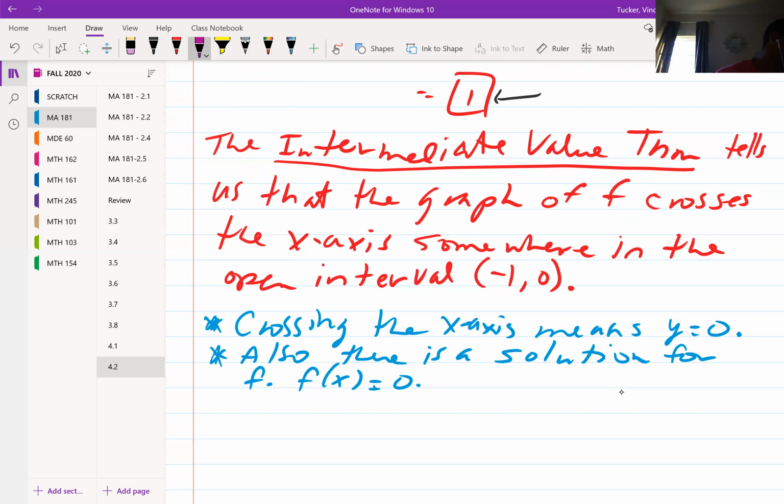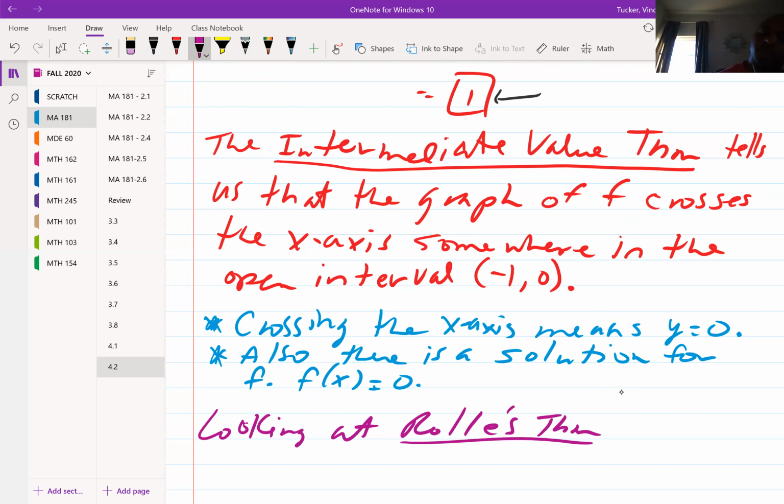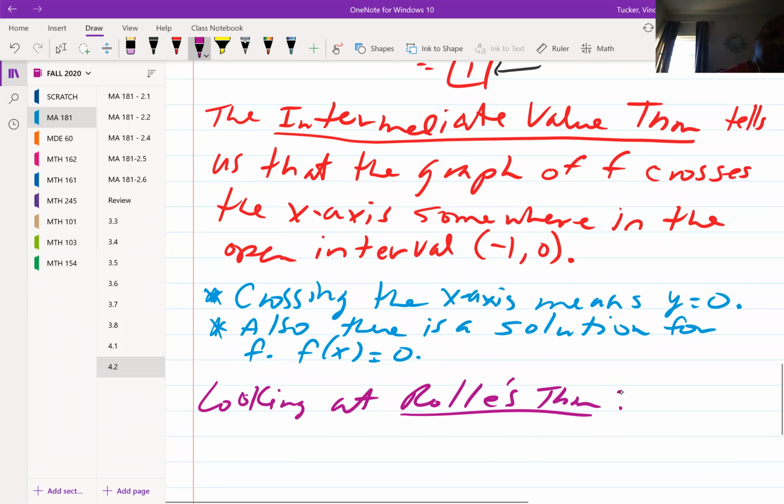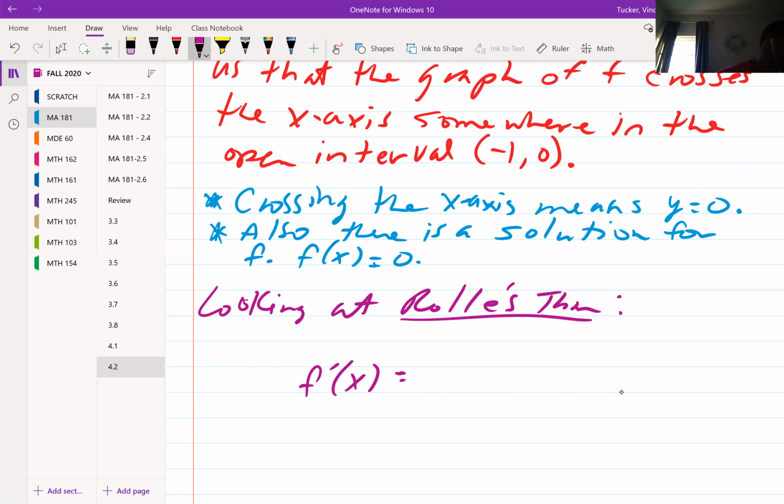Let's see. So now looking at Rolle's theorem, we would take f prime and analyze that. So it was x cubed, so that means the first term would be 3x squared, and 3x, so it's plus 3, and then 1 will go to 0.